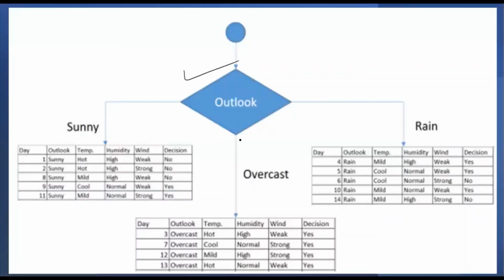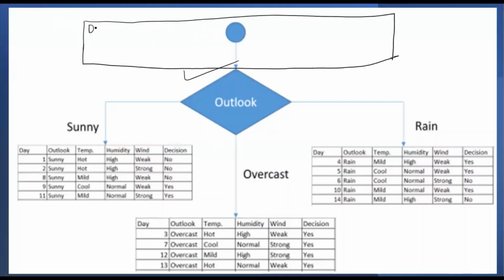Now you start with outlook. Then the whole data set was there. Here I had the whole data set, D1 to D14. We started from this. Now this data set is divided into 3. Here we will not think about anything. Here it's clear. Its work is over. This is a leaf node. It's the final node.